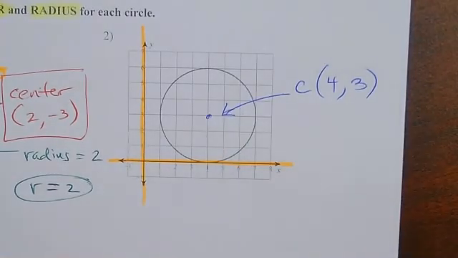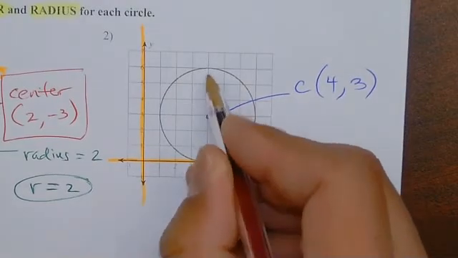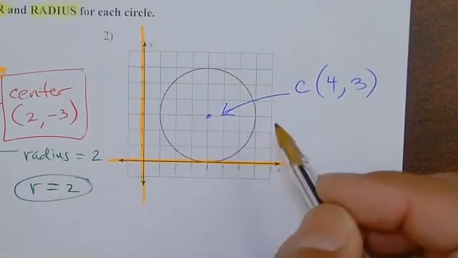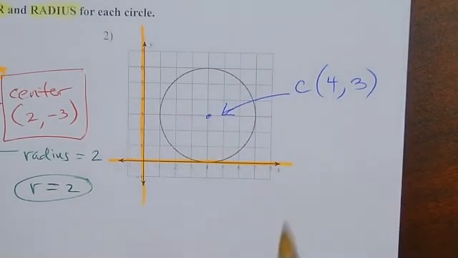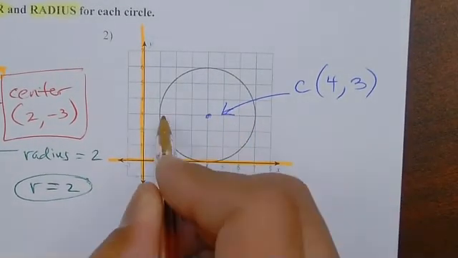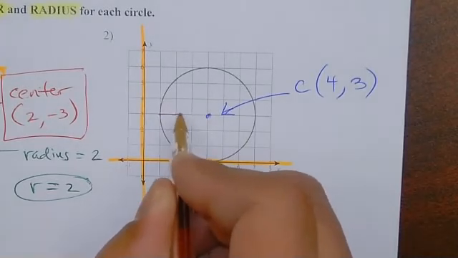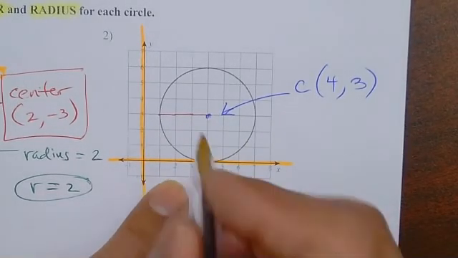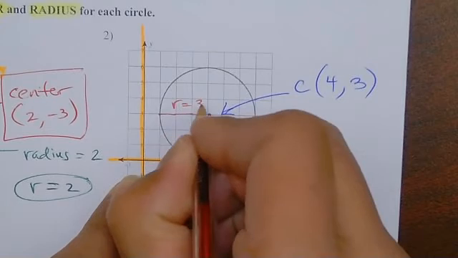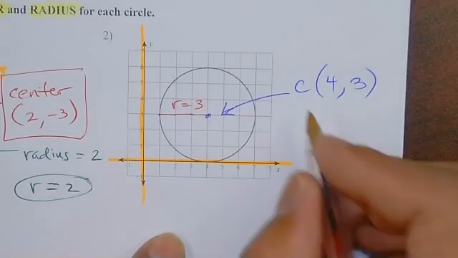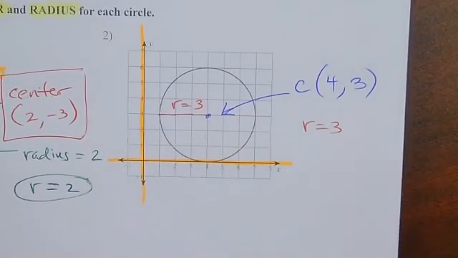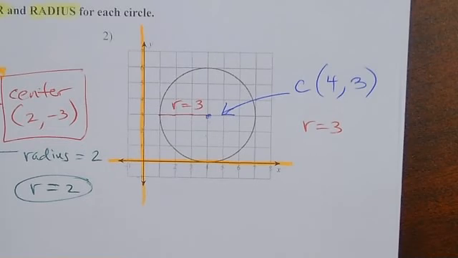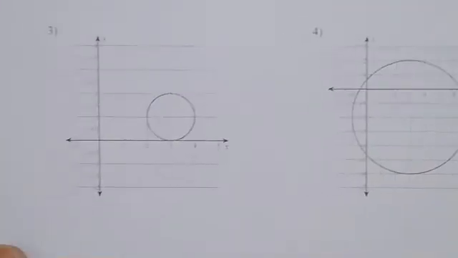And the radius? Well, you can measure it up or down or right or left, but never diagonally. I'm going to get 1, 2, 3. I got 3. Make sure the increments are going by 1. Yep, I got the radius to be 3. We're good? That's easy, huh? Okay, that's it. That's what we're doing.